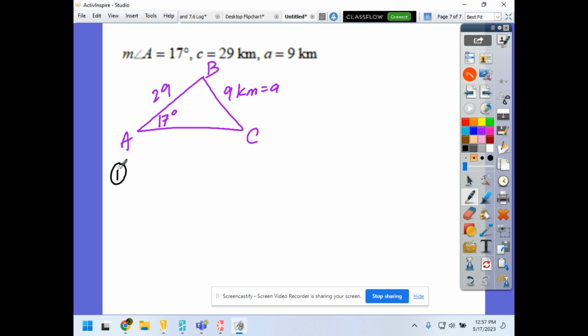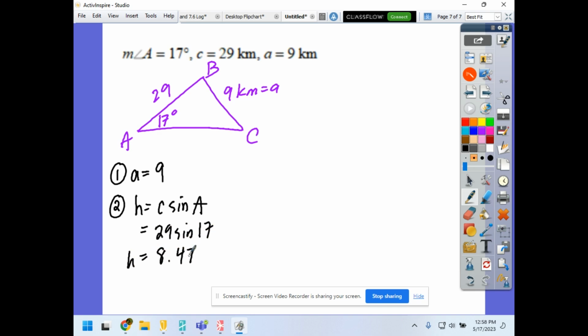We know that the opposite side is 9, and let's get the height. The height is C times sine of angle A. We're going to try to get the height. So the C here is 29, so the height is 29 sine of 17. The height is 8.47.